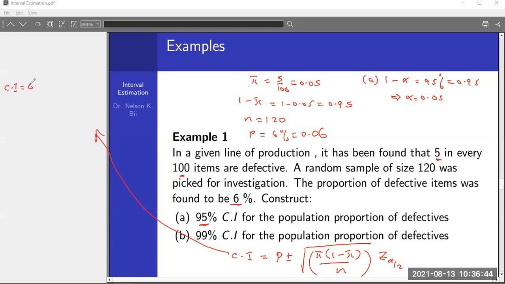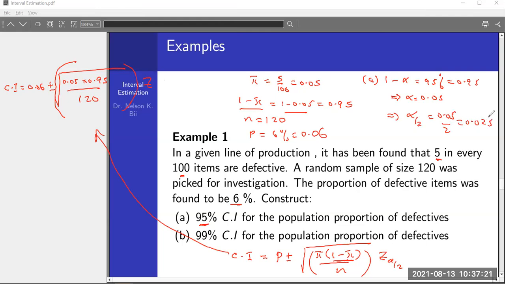So the confidence interval is given by 0.06 plus or minus the square root of 0.05 times 0.95, that is 1 minus 0.05, divided by 120, times Z alpha by 2. So alpha is 0.05, and alpha by 2 here will be 0.05 divided by 2, which is 0.025. Is that correct?